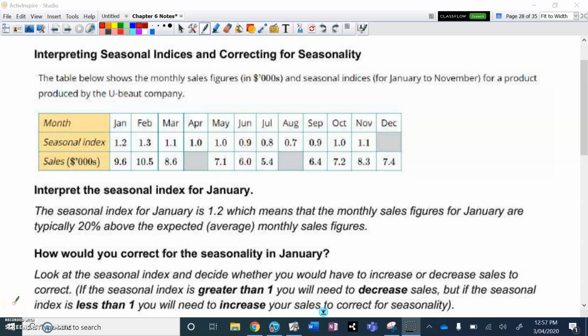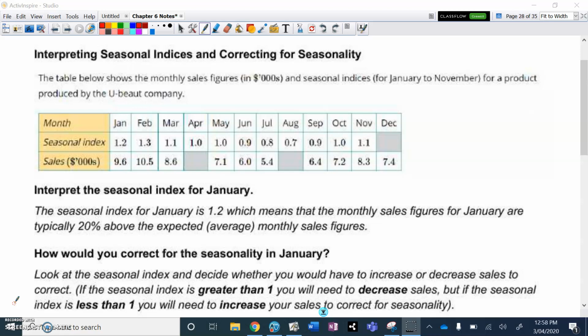So the last little bit of Chapter 6 involves two things really, interpreting seasonal indices and correcting for seasonality. So the first part that you need to be able to do is to look at a seasonal index and interpret what that means in terms of the context of the story. For this particular example, it's giving us sales figures and seasonal indices for 12 months of a year.